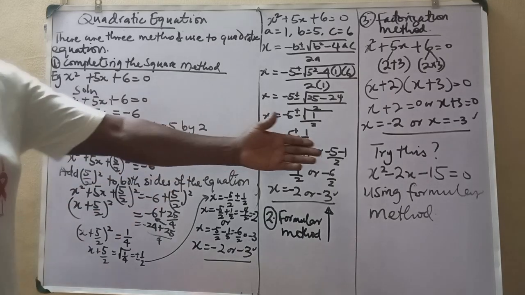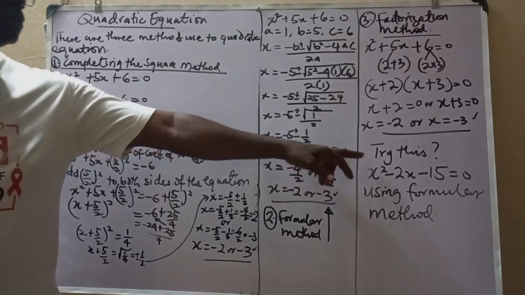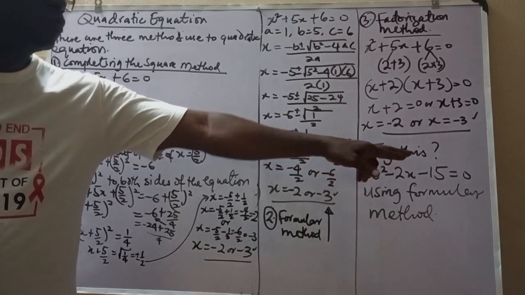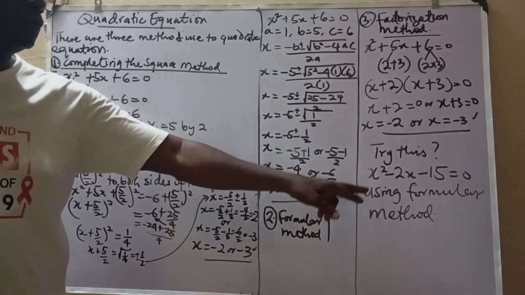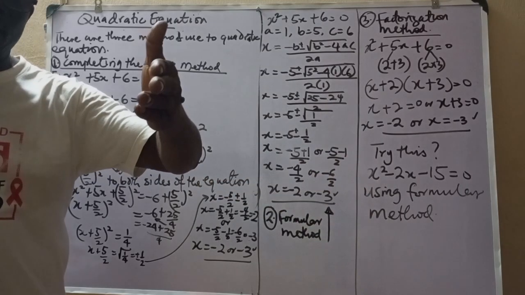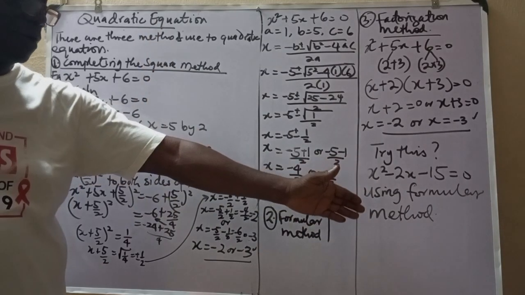Alright friends, look at this equation now. Try this: x squared minus 2x minus 15 equal to 0, using the formula method. Leave your answer in the comment section. Let's see how far you can go.